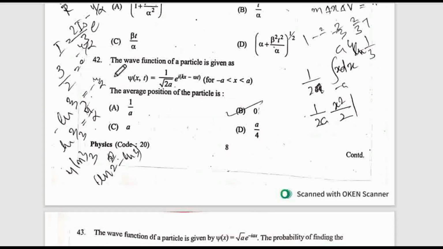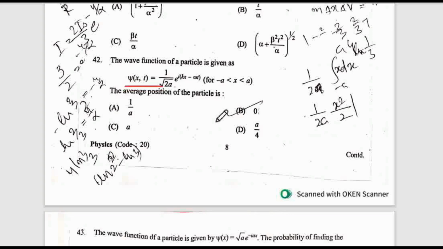Now coming to the 42 number question. It is given a wave function, 1 by root 2a. It is obvious that it is a plane wave, and that plane wave is terminating between minus a to positive a, that means it is present within this limit. We have to find the average position of this particle. You remember that for this type of plane wave, the average position is 0.